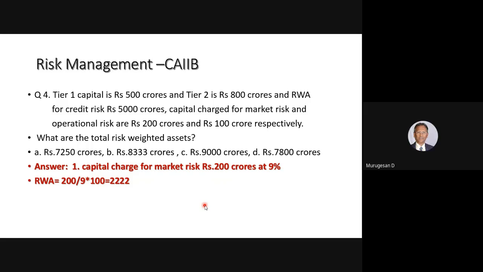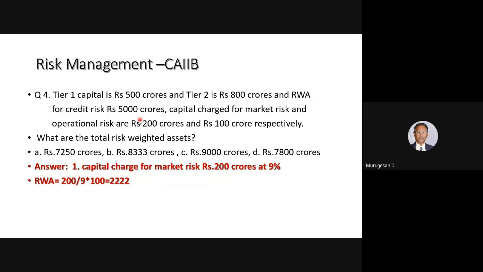Agreed? Doubt cleared? Clear, sir. Okay. Here, they have given tier 1 capital and tier 2 capital 800, just to confuse you. Because tier 2 capital, remember, cannot go beyond tier 1 capital. So it is restricted to 500, though they have given 800, just to confuse you. So 500 plus 500, 1000 only you have to take as tier 1 plus tier 2.